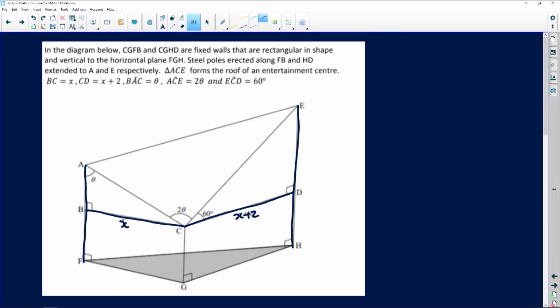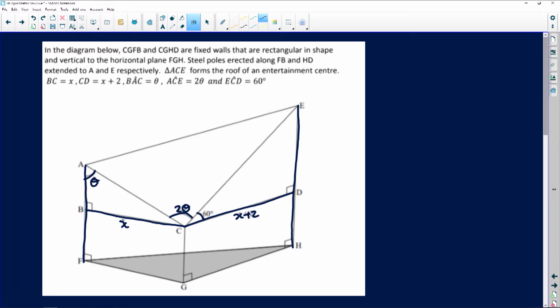And then we were told that angle BAC, that's the angle at the top left corner by A, is equal to theta. And angle ACE is 2 theta. We can see that angle ACE there is equal to 2 theta. Those are good news. We've got enough information to do a lot of things here. And ECD is equal to 60 degrees. So ECD is this angle on the other side here, and it's given to us as 60 degrees. Very exciting stuff.